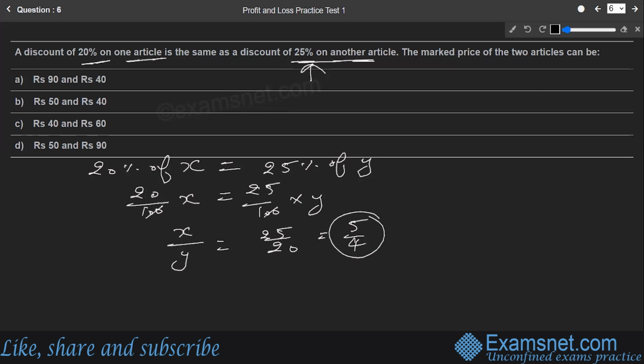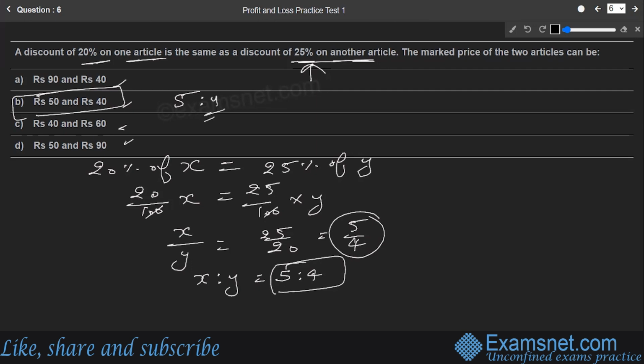Then he's saying the mark price of the two articles can be which of the given options. We understand that X is to Y comes out to be 5 is to 4. So whichever option is in the ratio of 5 is to 4 should be our right answer. If you look carefully, option B should be right because it has rupees 50 and rupees 40 as prices, which maintains the ratio of 5:4. So option B is the right choice.